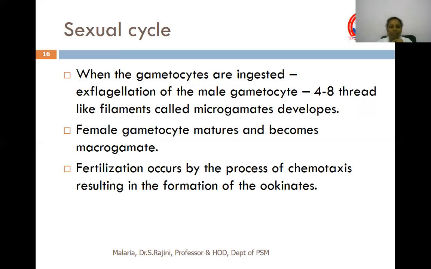The female gametocyte matures and becomes a macrogamete, and fertilization occurs by the process of chemotaxis, resulting in the formation of ookinetes. So all these are happening in the mosquito. So this is called the sexual cycle.